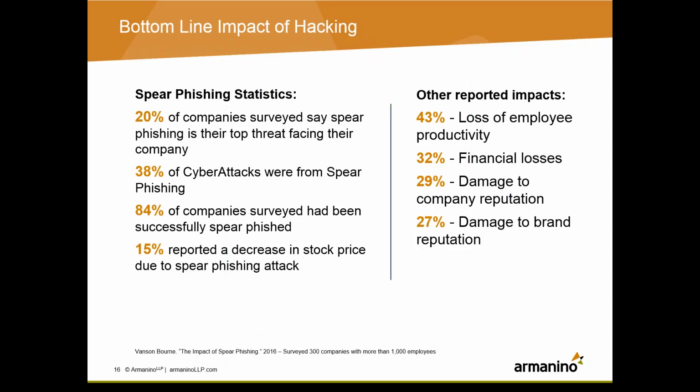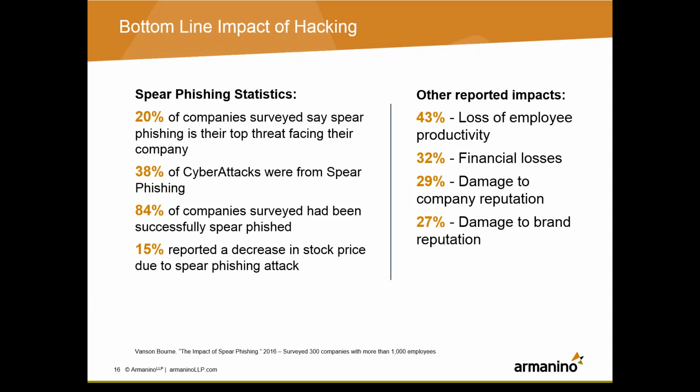All right, so this next slide has some of the scary statistics, and this is current. This is from 2016. 20% of companies surveyed say that spear phishing is their top threat facing their company. 38% of cyber attacks were from spear phishing. 84% of companies surveyed have been successfully spear phished, and 15% reported a decrease in stock price as a result. Other impacts on the right-hand side: 43% of respondents had a loss of employee activity, 32% had financial losses, 29% had damaged their company reputation, and 27% had damaged their brand reputation.